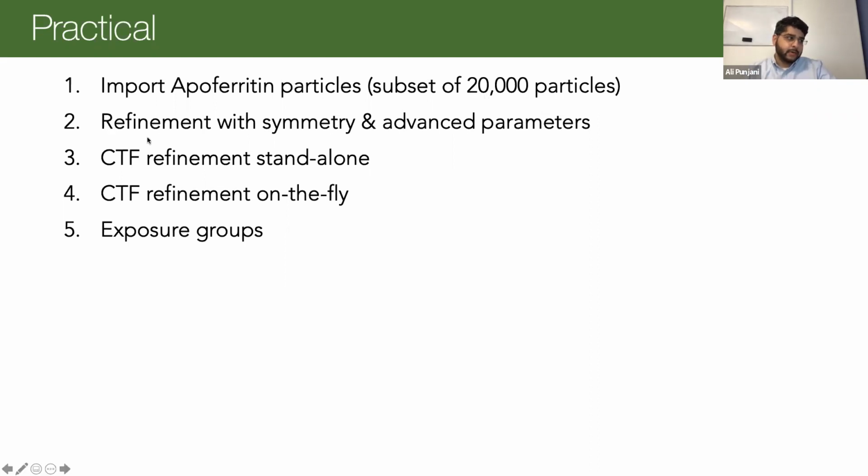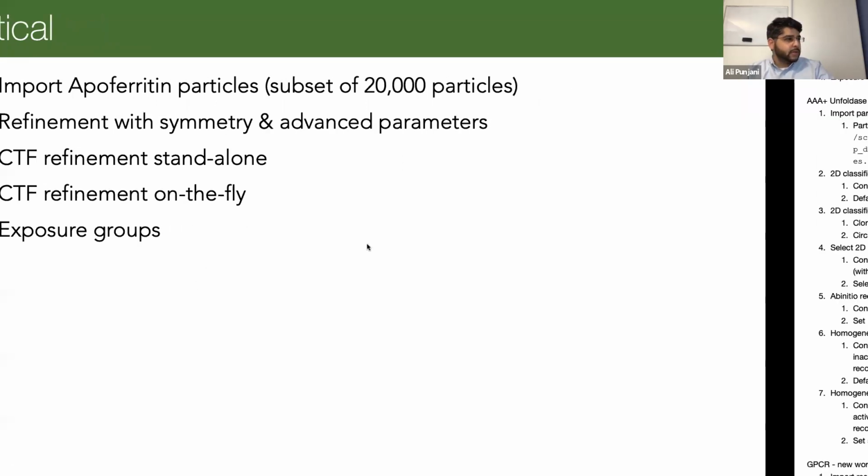For that, I'm going to talk about refinement and some of the advanced parameters. We actually covered most of the advanced parameters in refinement already, but I'll talk about a few more that we haven't touched yet. And then we'll see how to do CTF refinement as a standalone process in CryoSPARC, and then CTF refinement on the fly as part of 3D structure refinement to make it very straightforward and easy to apply. We'll also talk a little bit about exposure groups.